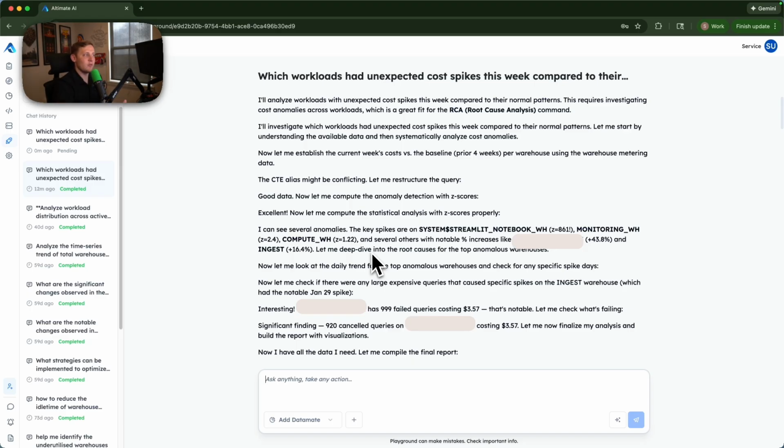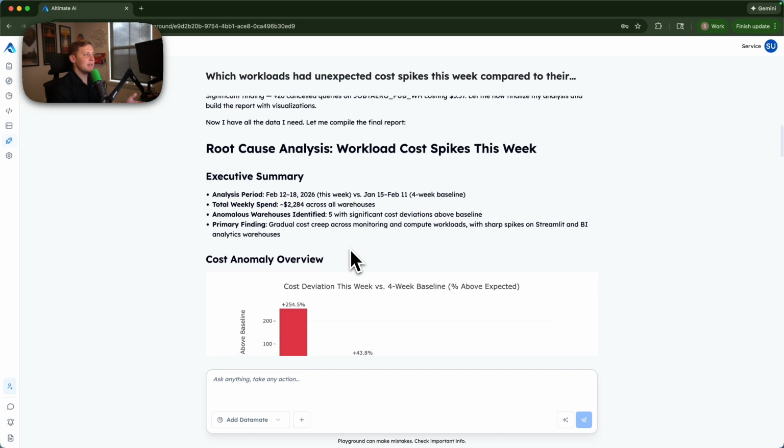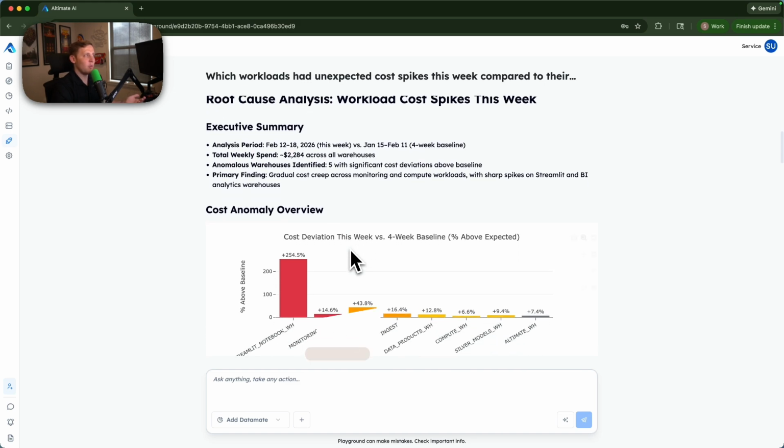I'm not going to read through this whole screen, but this is telling us exactly what's happening as the AI is building this report out. And at the very end, it says, hey, now I have all the data that I need. Let me compile the final report. And jumping down, now we have our final report here.